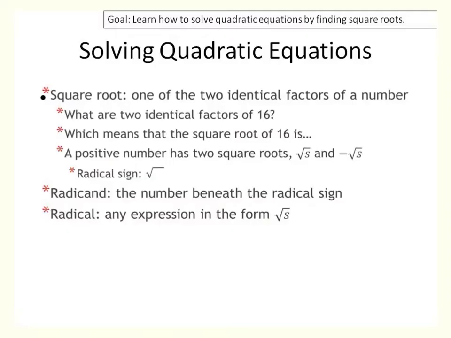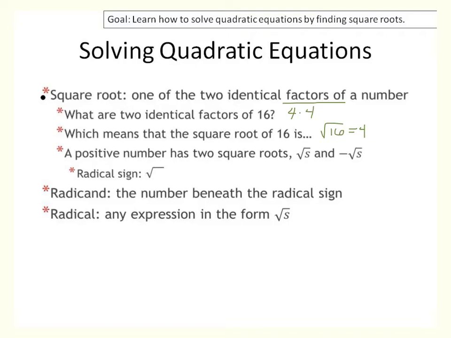Just to refresh your memory on a square root, it is one of two identical factors. Remember, factors are things that you multiply together. So what are the two identical factors of 16? Well, they happen to be 4 times 4. So that means that the square root of 16 is 4. It's one of those two identical factors.